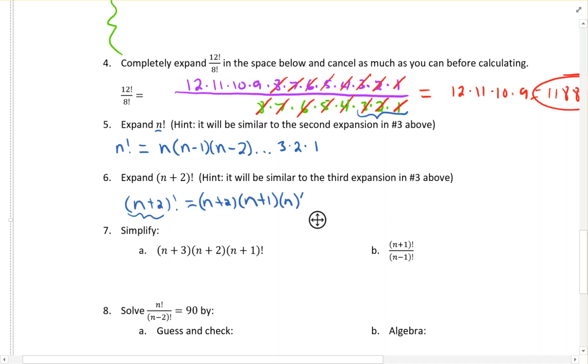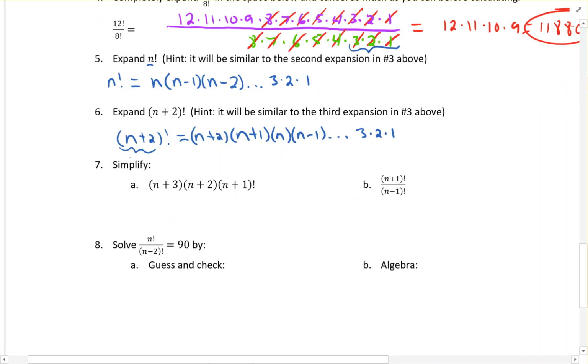And then, maybe I'll do one more too. n minus 1 would be the next one. And then you just go dot, dot, dot. And then I know it's going to end at 3 times 2 times 1. That has to be where it ends. So that would be the expanded version of this when you don't know what the number is.